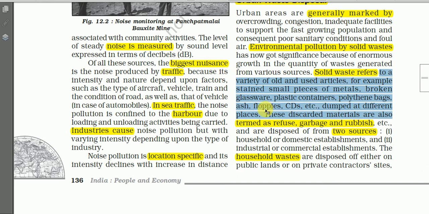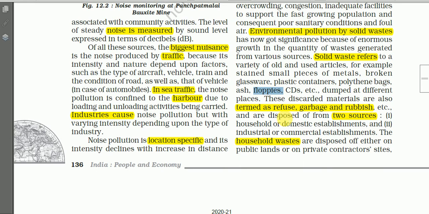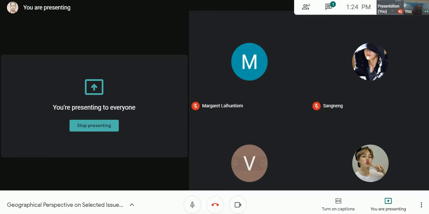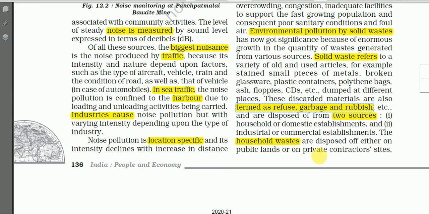Floppy disks, you may be knowing, may not be knowing, were an external storage device of computers. Then CDs, dumped at different places. These solid wastes are discarded materials, also referred to as refuse, garbage, and rubbish.